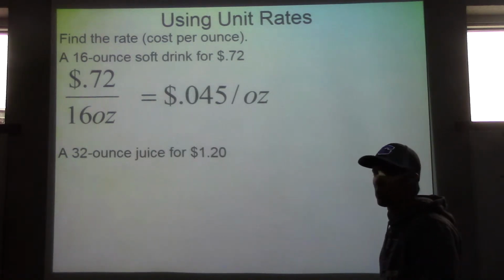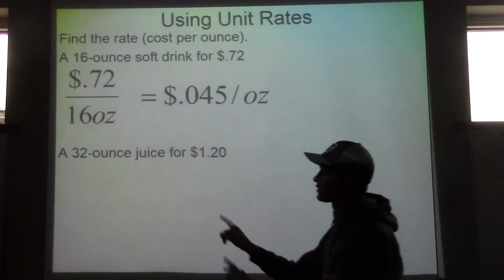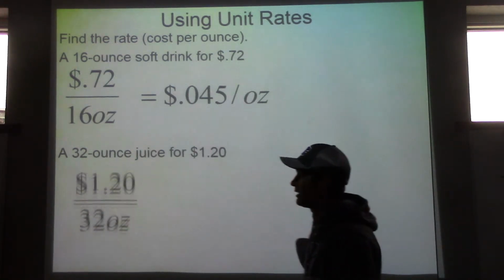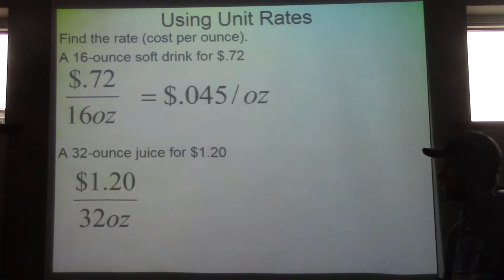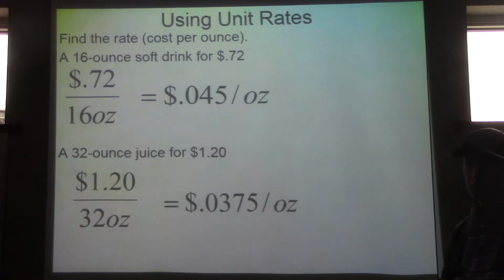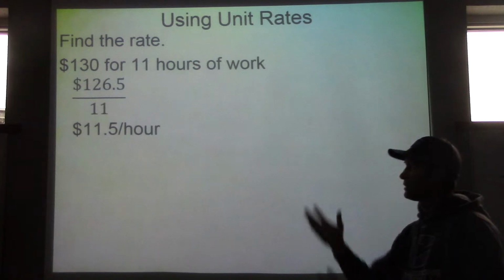32-ounce drink for 120. Again, we want it per ounce, so we put 32 in our denominator and simplify from there. So it'd be about 3.75 cents per ounce. Showed it to you.